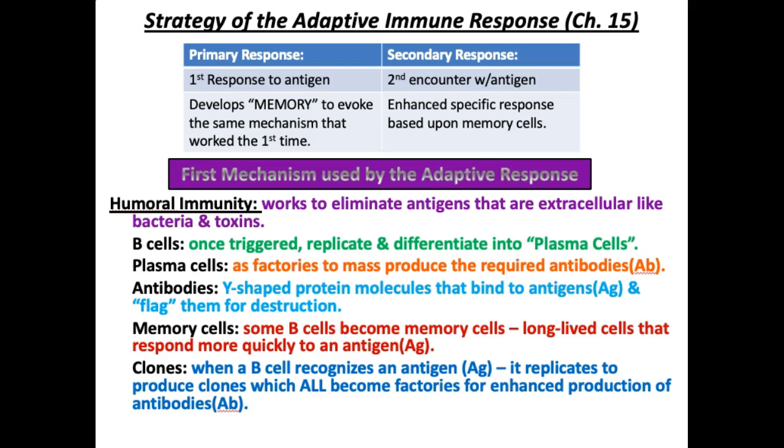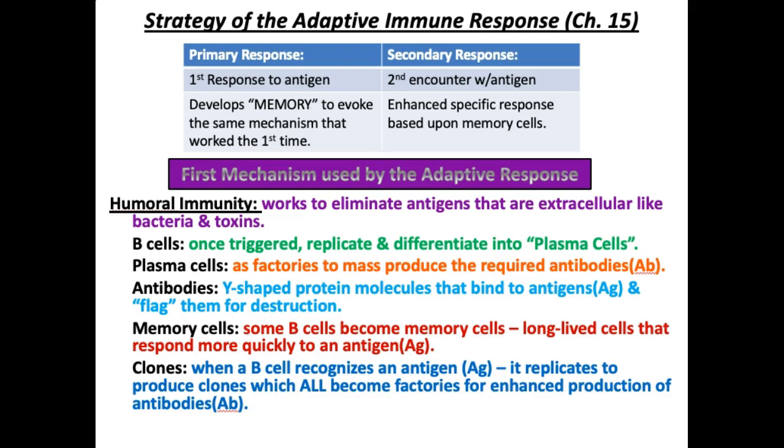So there's two different types of adaptive immune responses. There's a primary response, the first time you come in contact with an antigen. So whether you're an infant, a toddler, a teenager, middle-aged, it doesn't matter. The first time you come in contact with something foreign, your whole immune system's goal is to produce memory. And the memory is designed to evoke the same mechanism that worked the first time that you saw that antigen to destroy it.